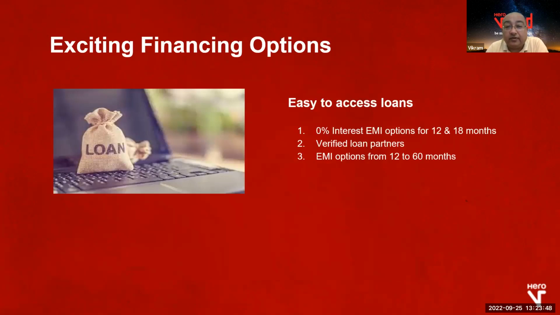Now, over and above all that, we bring you finance options, because the reality is that you've also got to put your money where your mouth is. So we bring you a host of finance partners that make life easy for you to choose an EMI that suits your needs. We've got 0% interest EMI options for 12 months and 18 months, and EMI options with a bit of interest ranging from 1 year to 5 years. So we become your partners not only in you transforming your life, but also in making life easy for you to pay for the course as you go along.